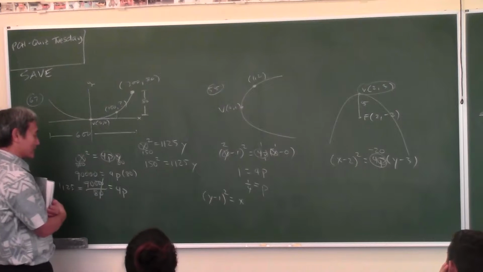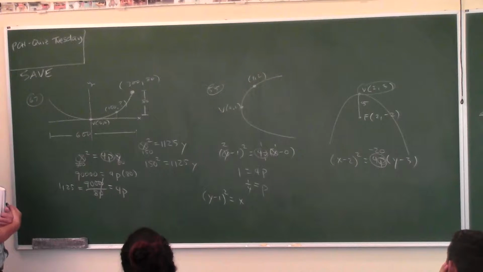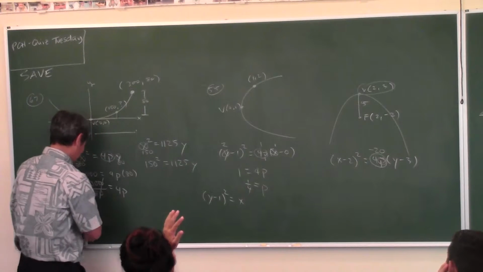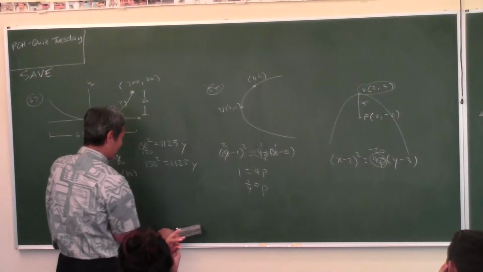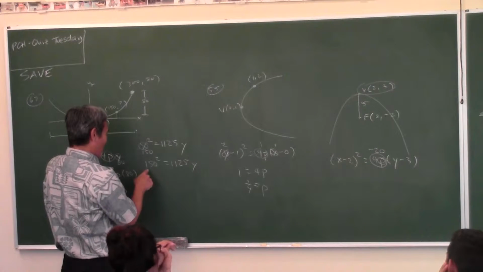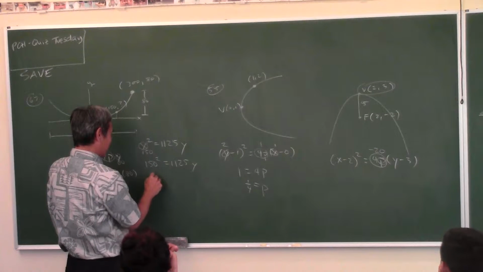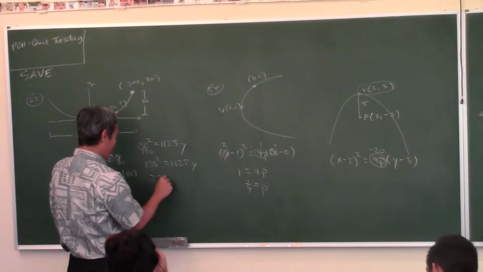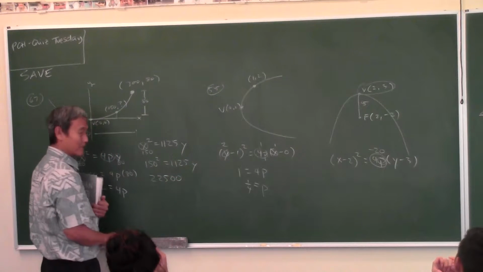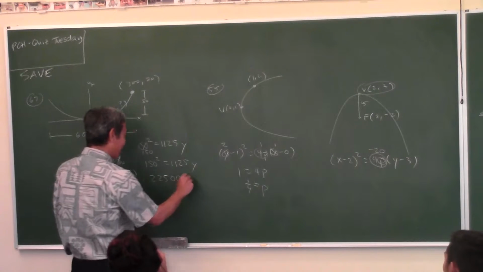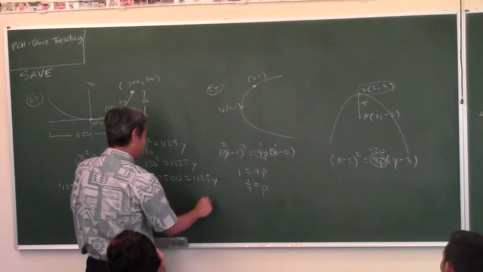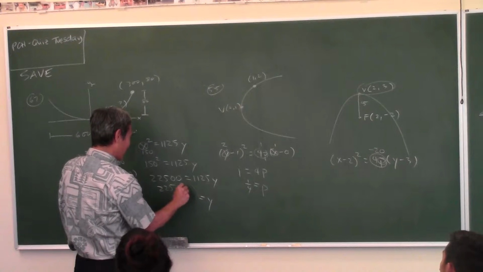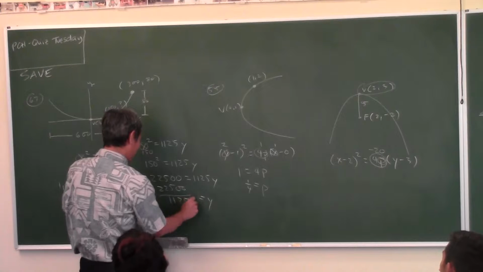Can you figure out what y is? Do we need a calculator for that? No need! That's for weaklings! What is 150 squared? Well, what's 15 squared first of all? 225, and then with 2 zeros, right? Well, you don't need a calculator for that. And so, to solve for y, you just go 22500 all over 1125.